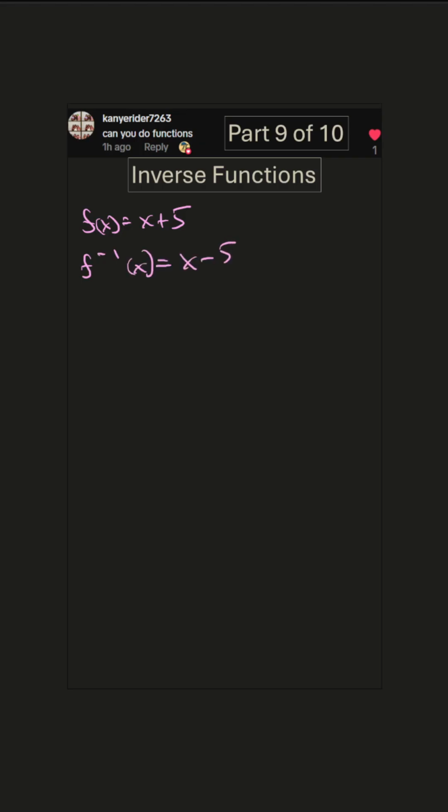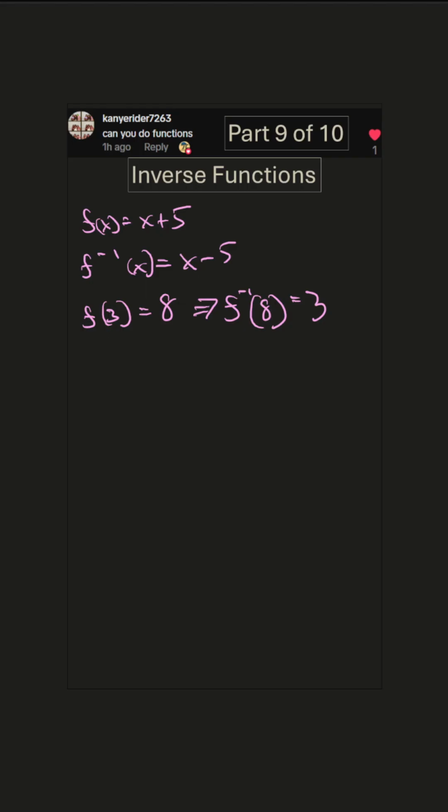So let's check it. f of 3, well, that's just 3 plus 5, which equals 8. And now how about f inverse of 8? Well, 8 minus 5 is 3. So it perfectly undoes the original function.